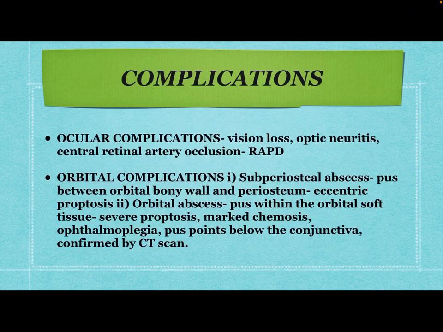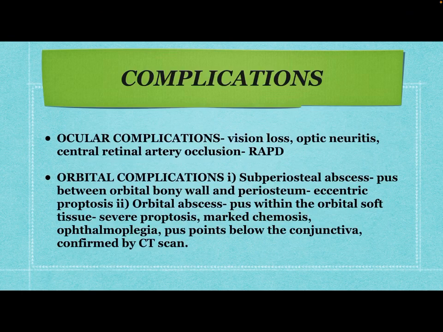I just mentioned that optic neuritis and central artery occlusion are the reasons for which we find relative afferent pupillary defect, RAPD, in the patient on examination. Next are orbital complications. In orbital complications, the patient could have subperiosteal abscess or orbital abscess.